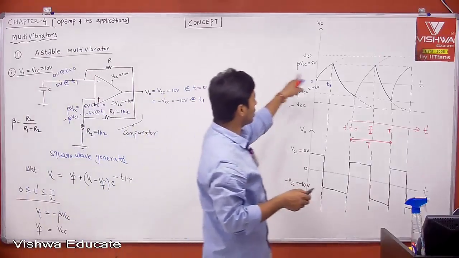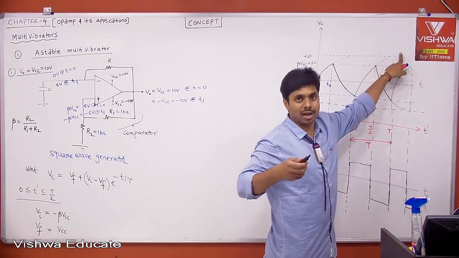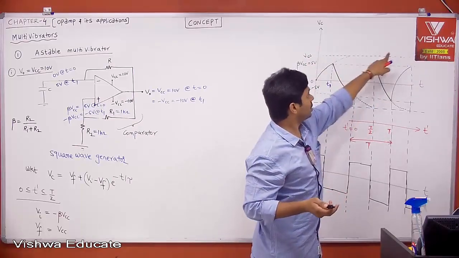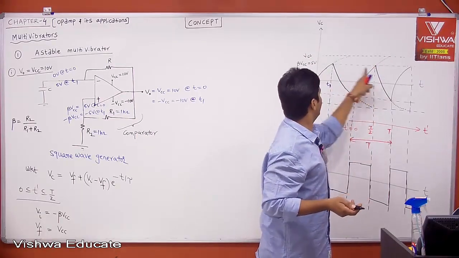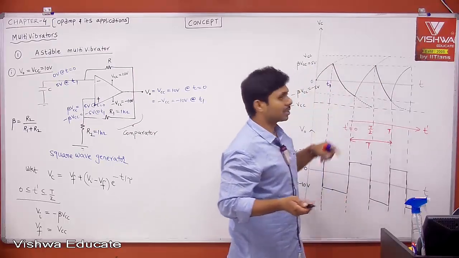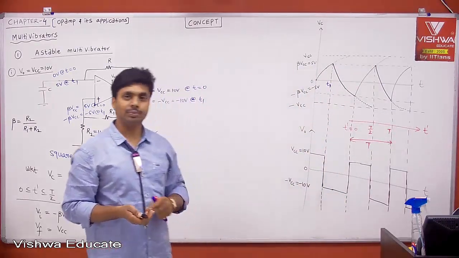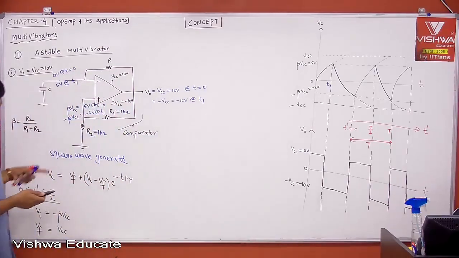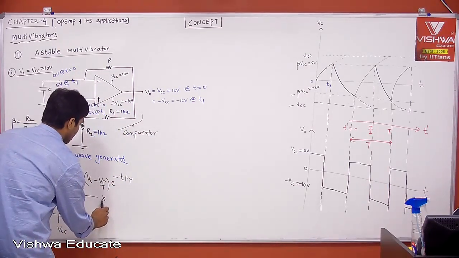Final voltage means they will think that it is beta Vcc. That is not final voltage. Final voltage is nothing but the forced voltage or drive voltage. That is Vcc. But at time t dash equal to T by 2, the voltage across the capacitor will be beta Vcc. That is what we substitute to get t dash, which is T by 2. Okay, that's fine. You substitute, then you'll get the equation. Therefore, this is your star.